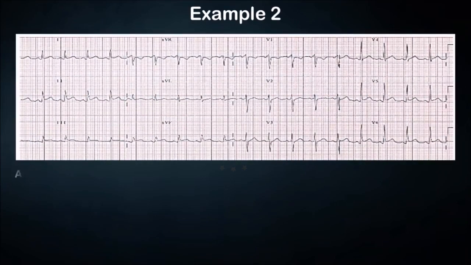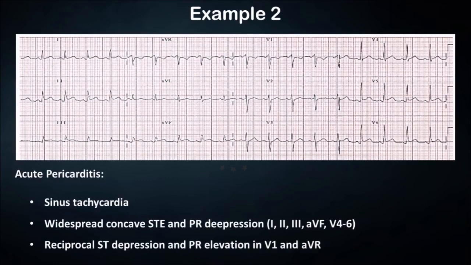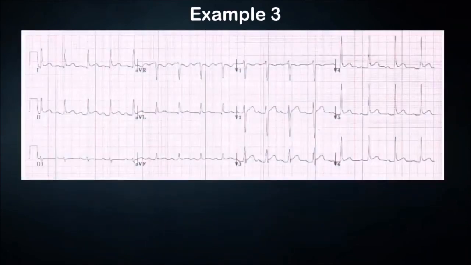Another example, here you can see mild ST elevation in the lateral leads and in the inferior leads, and typically you see the reciprocal ST-T changes in AVR and PR segment elevation also in AVR. This is also stage 1 of acute pericarditis. The most important thing is also to see that the patient has significant sinus tachycardia. So, the patient has a sinus tachycardia, and that's what you are going to see. Another example, again you can see tachycardia.